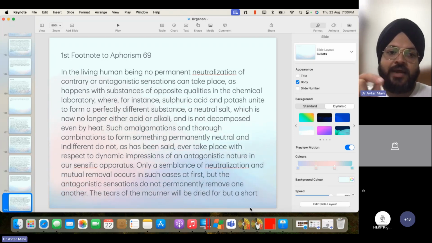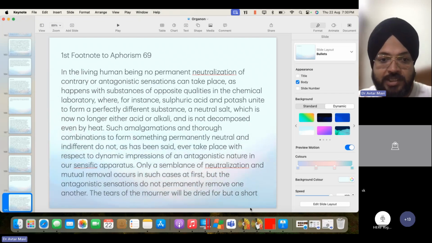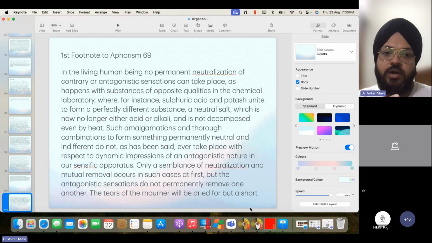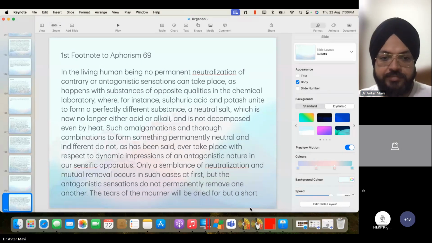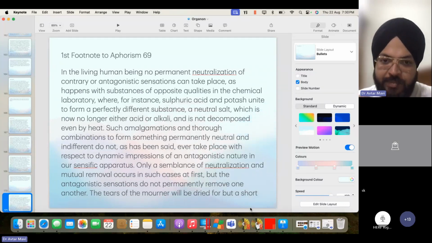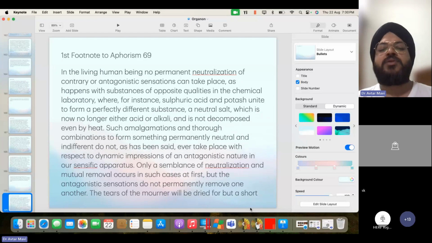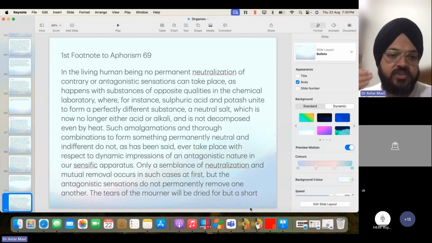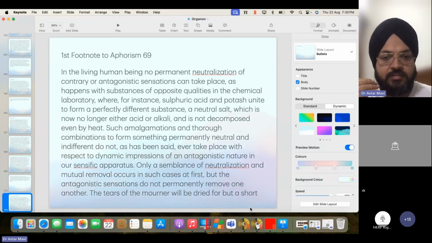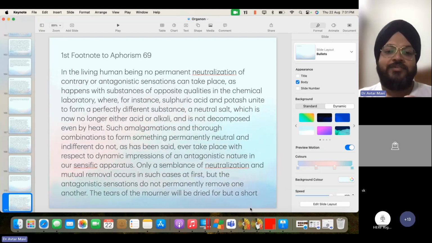But these amalgamations cannot affect, or they will be completely indifferent to, these dynamic impressions of an antagonistic nature in our scientific apparatus. Only a semblance of neutralization and mutual removal occurs in such cases at first, but the antagonistic sensations do not permanently remove one another. So there is just a semblance. After taking an antacid, there is just a semblance of relief of acidity. Okay, my acid is gone. There is just a feeling, a false feeling, not a permanent thing, but it will come again because in an antagonistic way, we cannot remove it.